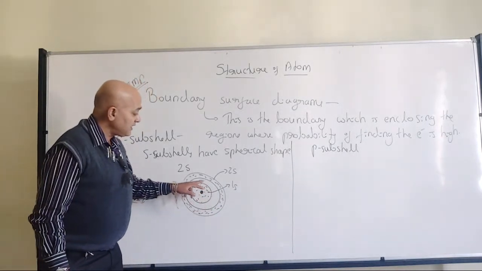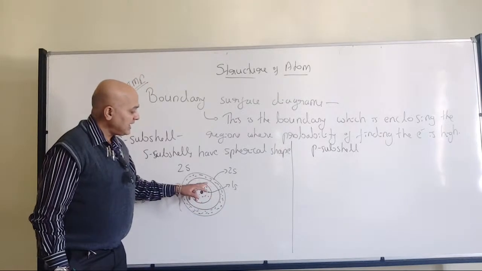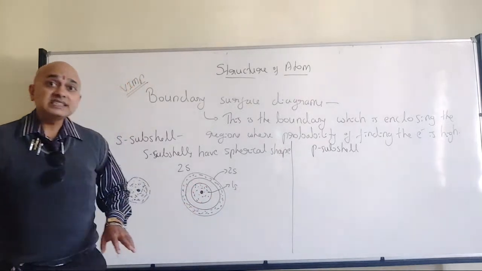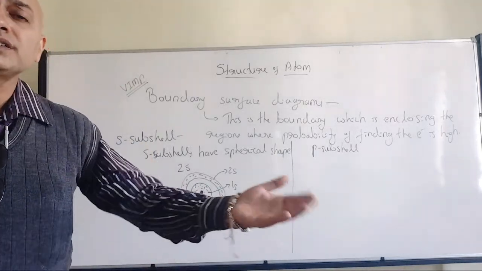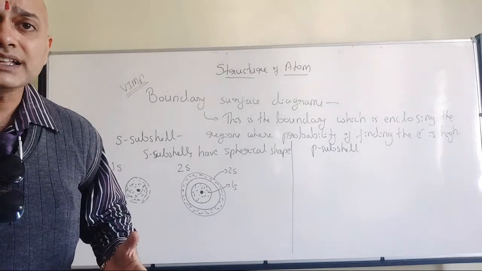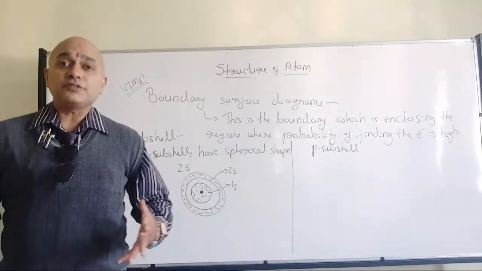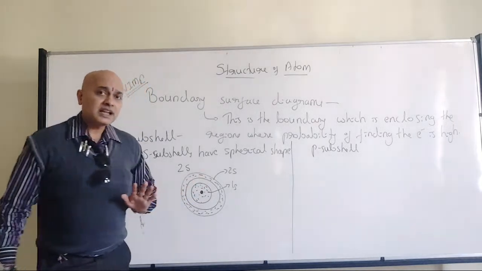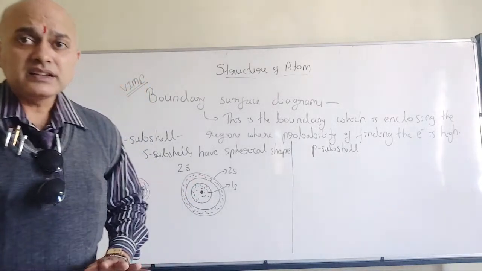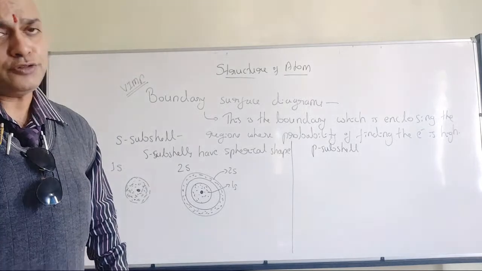And if you find here, we have a plain region, nothing is there. So this is the region where the probability of finding the electron is almost 0. May not be exactly 0, but almost 0. Therefore, to show that, we have not shaded this one. Okay? Whether I am clear? So that's where we have 1s, 2s.